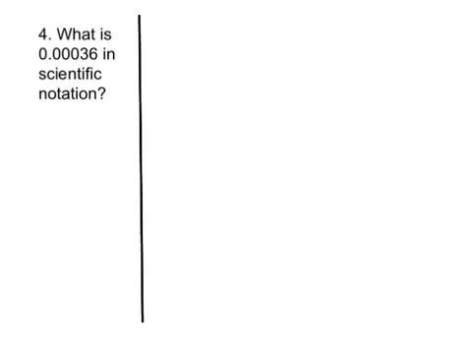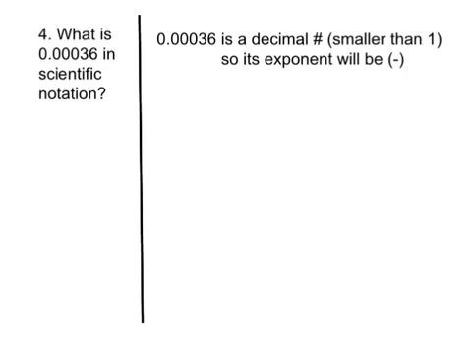First we're going to take a look at the number 0.00036. If we look at it, it's a decimal number. So from our key concept before, we'll know that when we write this number in scientific notation, we're going to have a negative exponent because this number is smaller than 1. To convert this number into scientific notation, we just play with the decimal point. We have to move it to a spot where we get a number between 1 and 10.